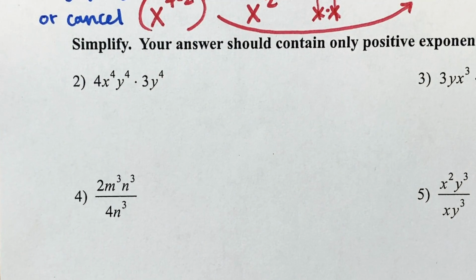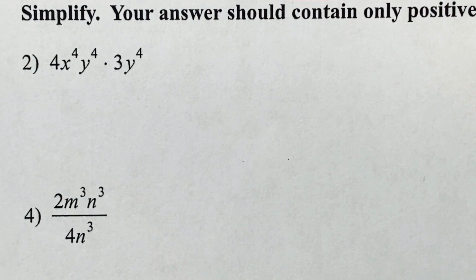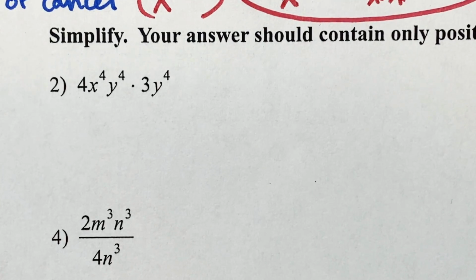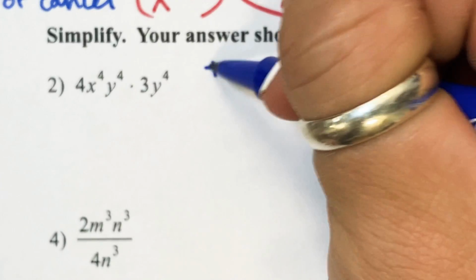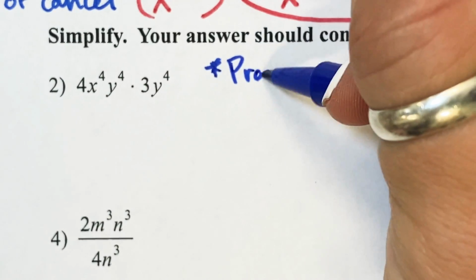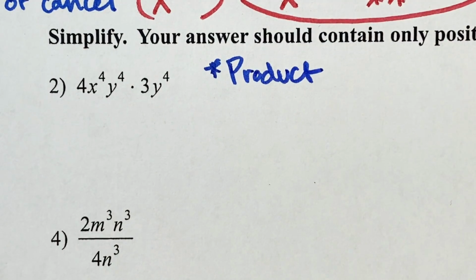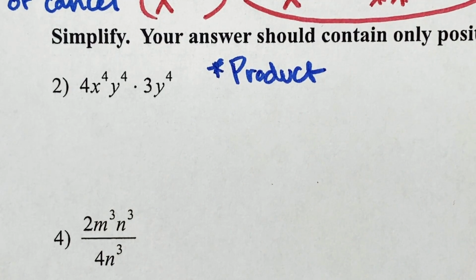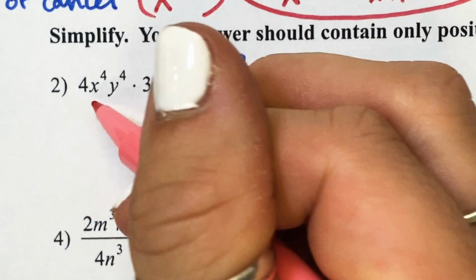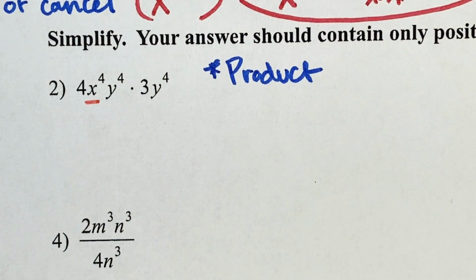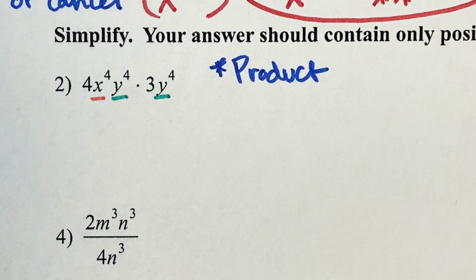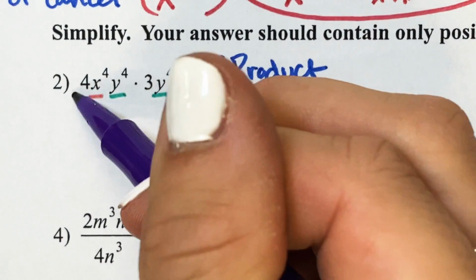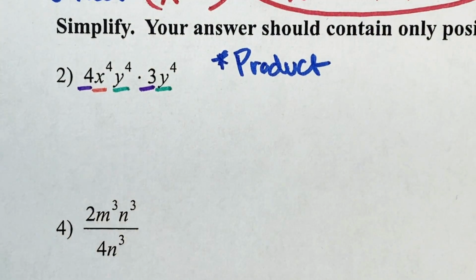So number 2. What exponent rule do you guys see? What are we gonna have to use? Okay, they're all being multiplied. That tells me product rule. So I see that I have an x right here. I have some y's that I need to combine, and then I have some coefficients, 4 and 3.